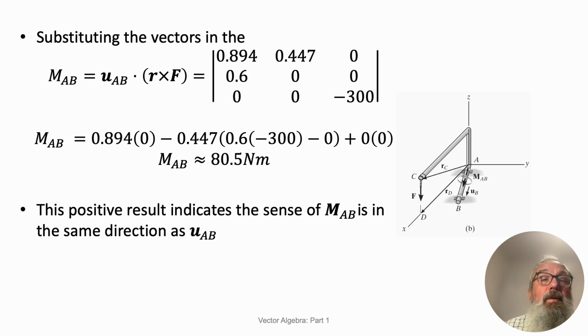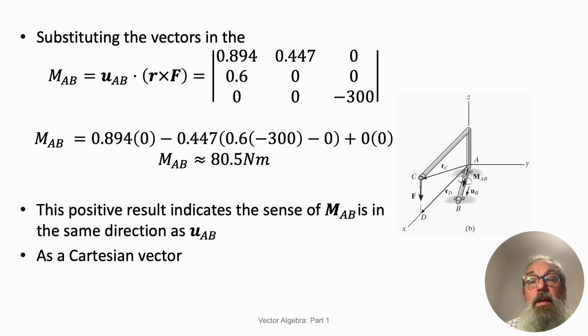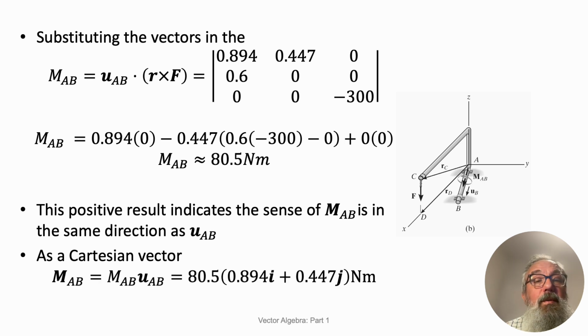This positive result indicates it's in the same sense, in the same direction of UAB. And as a Cartesian vector, we can write this out as so.